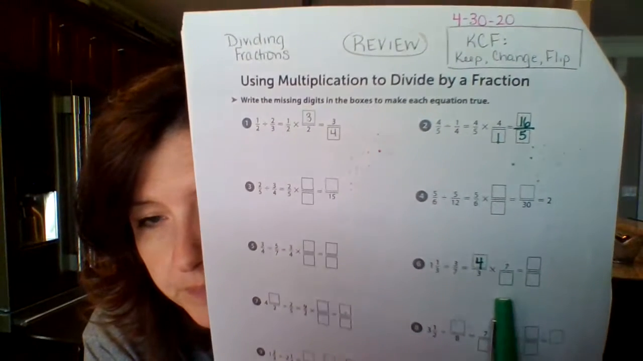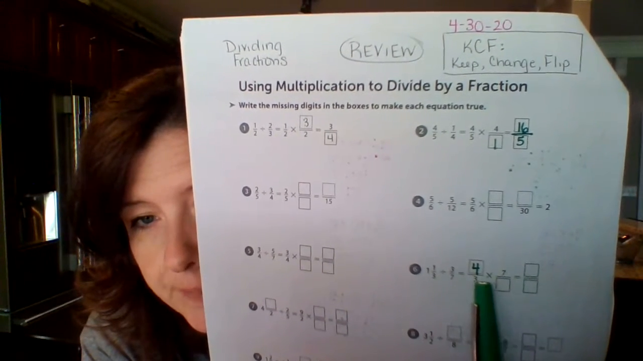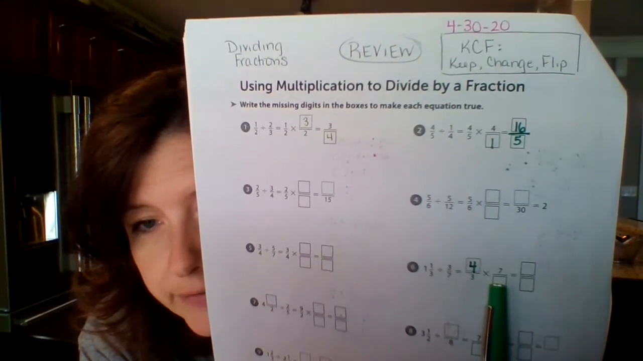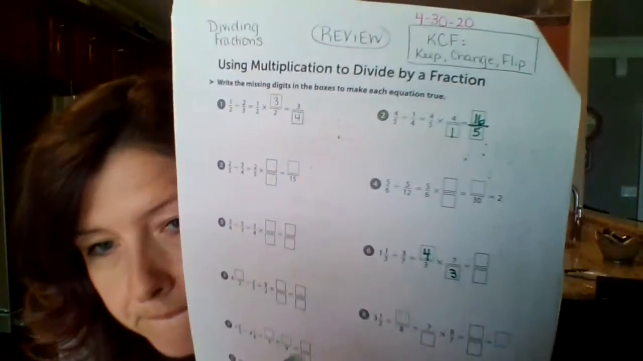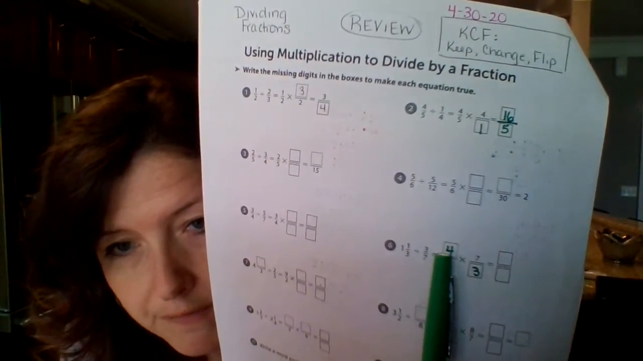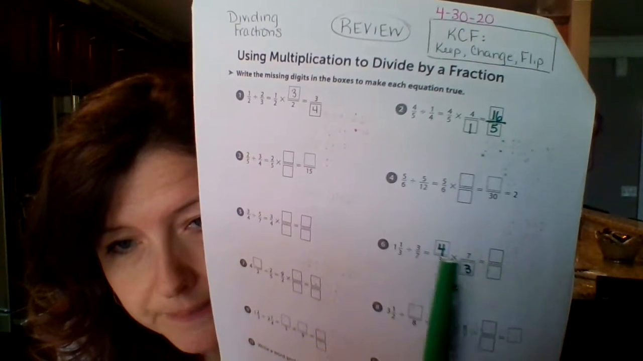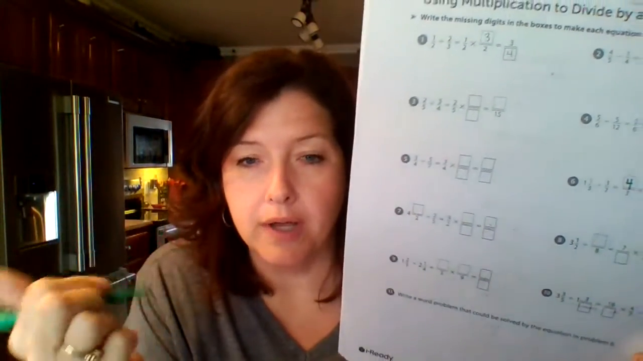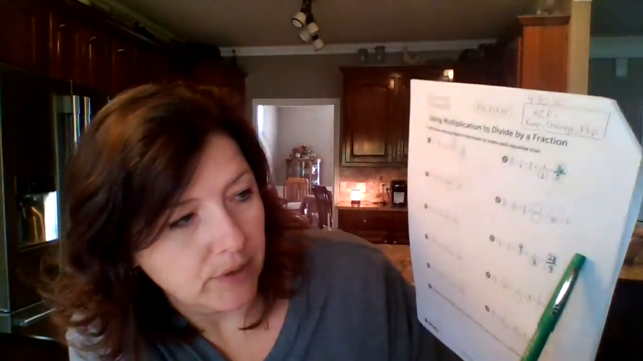Okay, 4/3. Then if you keep, change, flip, instead of dividing by 3/7, it's going to be multiplied by, flip it, 7/3. Then to get your final answer, 4 times 7 is 28, and 3 times 3 is 9. So your answer is 28/9. Now, I know we're not used to leaving them as improper fractions like that, but this is just a review over the process. Don't worry about changing this to a mixed number in the end. Just leave it as 28/9.